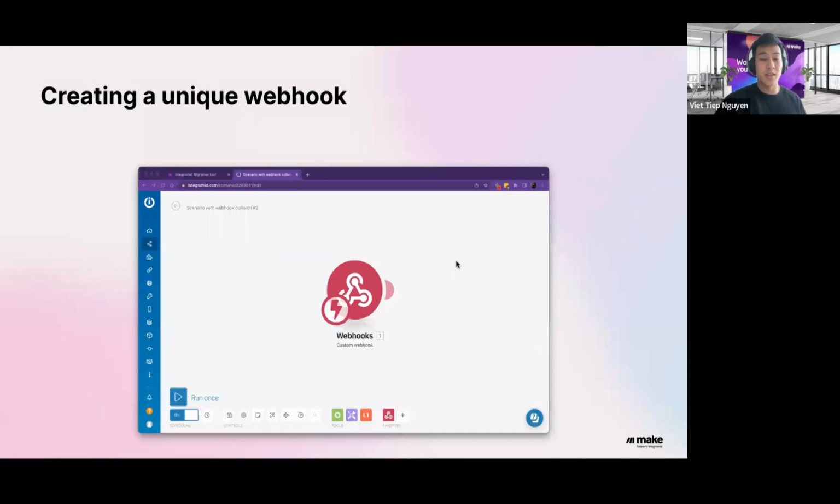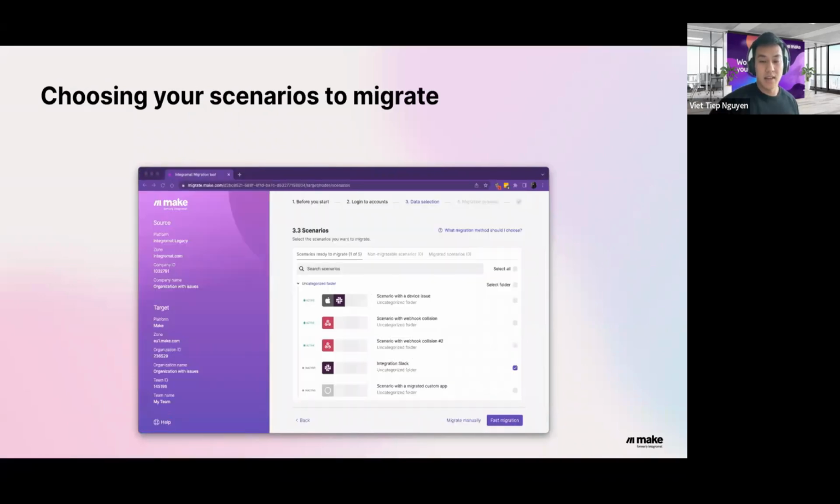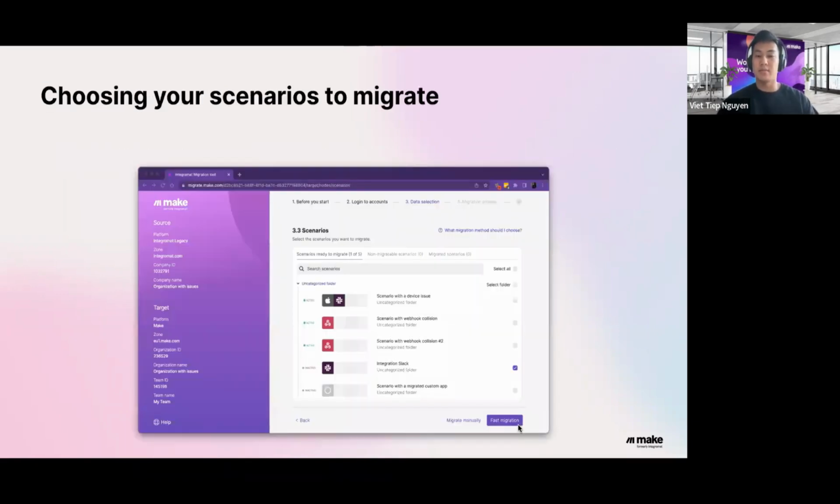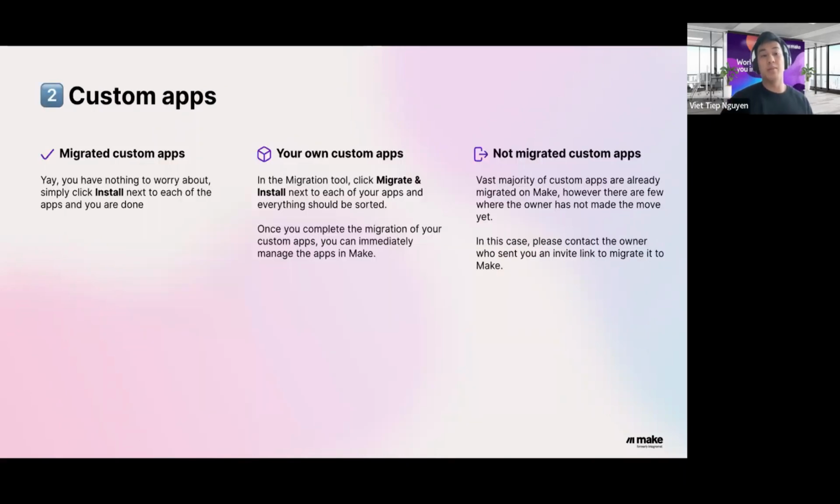It's gonna show me the scenario with the webhook, and I'm gonna edit and create a new one or a new address. Then all of the scenarios are eligible to be migrated. I click fast migration. Wow, and all done. The second problem that I was mentioning were custom apps.